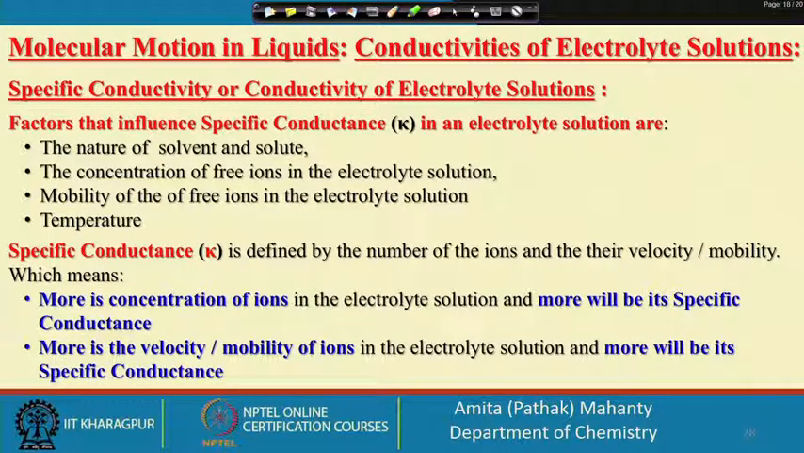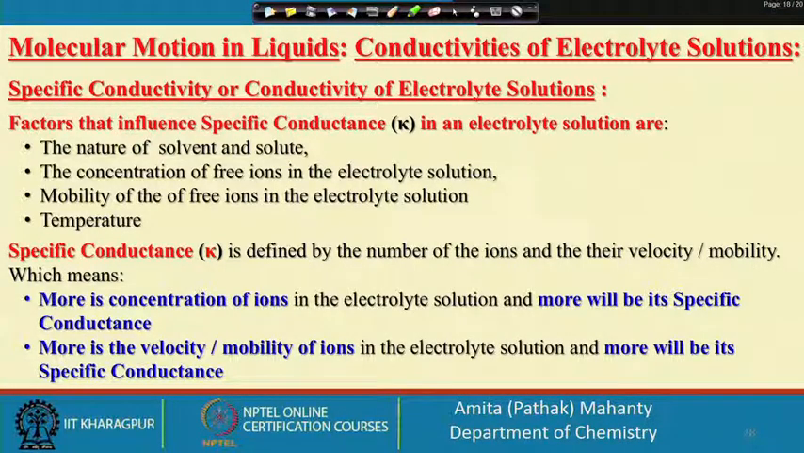So, how do these two affect the specific conductance value, the kappa value? The more the concentration of the ions in the electrolyte solution, the more will be its specific conductance, because ions are the ones which are carrying the charge through the solution system. So, if you have more number of ions, if the concentration of ions is more, then obviously the specific conductance should increase.